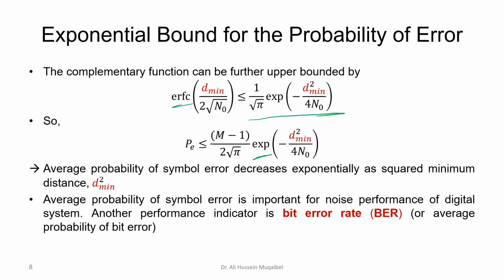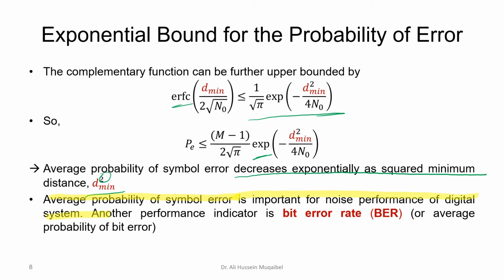We see from the above that the error probability decreases exponentially as a square of the minimum distance. As you get the points to be away from each other, you expect to get less error, and that's square because the energy is related to the square of the distance. The second note I'd like you to keep in your mind here is that the average probability of symbol error is important for noise performance of digital systems.